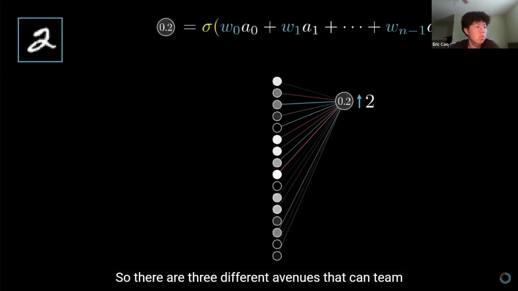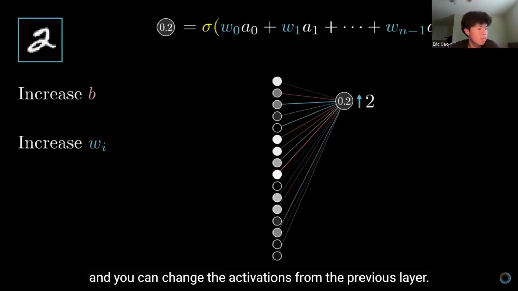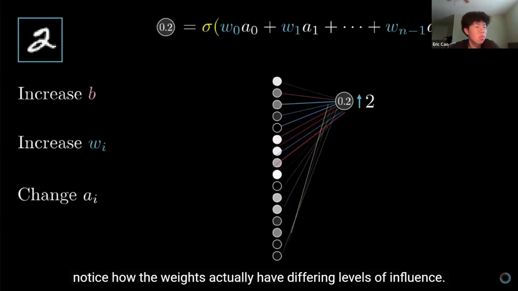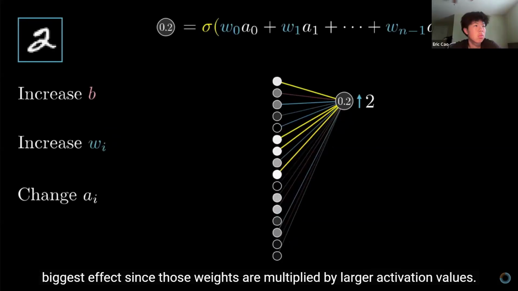So there are 3 different avenues that can team up together to help increase that activation. You can increase the bias, you can increase the weights, and you can change the activations from the previous layer. Focusing just on how the weights should be adjusted, notice how the weights actually have differing levels of influence. The connections with the brightest neurons from the preceding layer have the biggest effect, since those weights are multiplied by larger activation values.